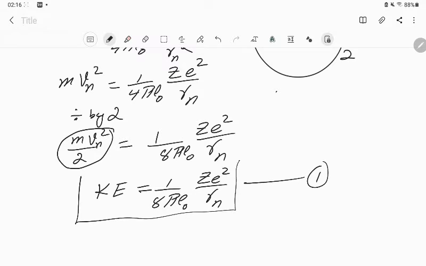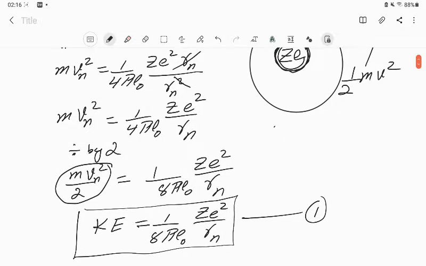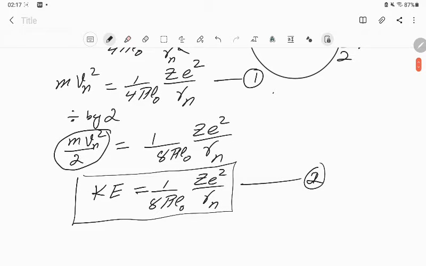So make this equation 1. So this is the kinetic energy. Next what we want, potential energy. According to your notes, this is equation 1, this is equation 2. So next is potential energy.